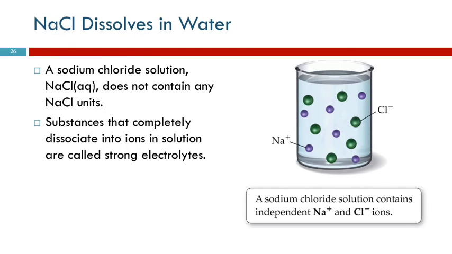What's happening when sodium chloride dissolves in water? The sodium ions and the chloride ions separate from each other. They don't stay together as sodium chloride units because there aren't any molecules in ionic compounds. There are just ions, and when they dissolve in water, they separate. So substances like this that completely separate into ions are called strong electrolytes.